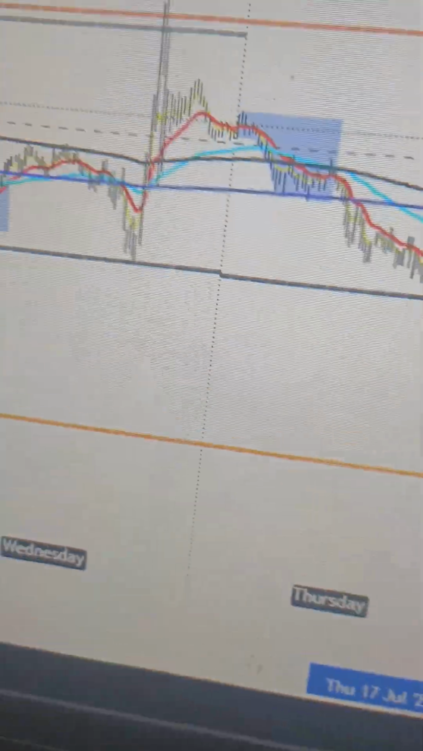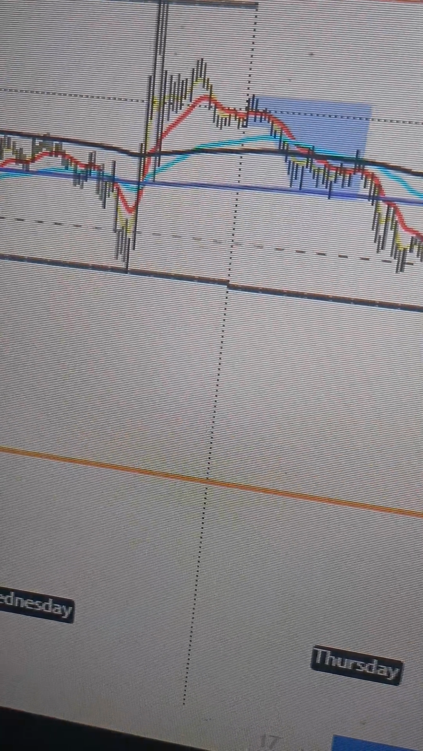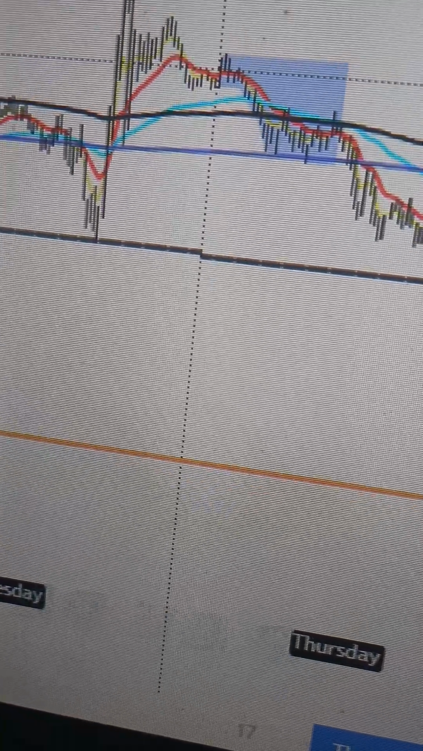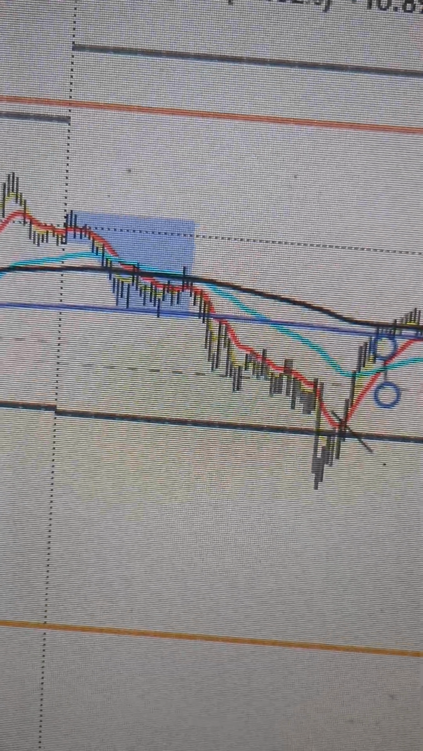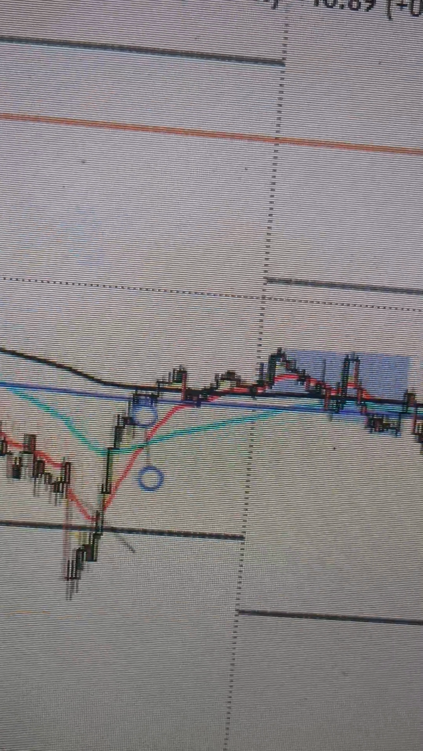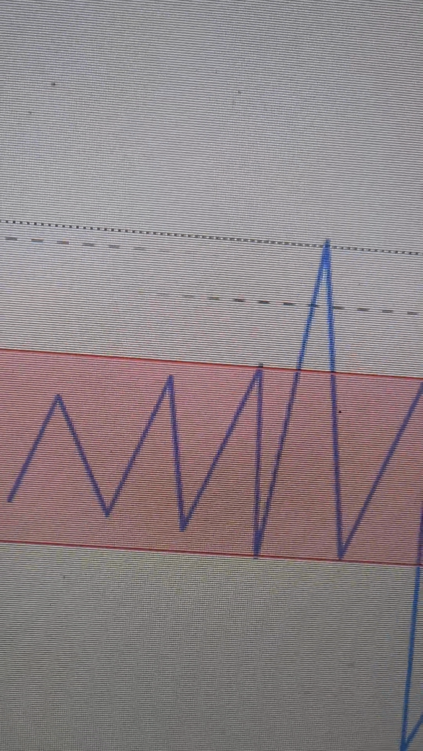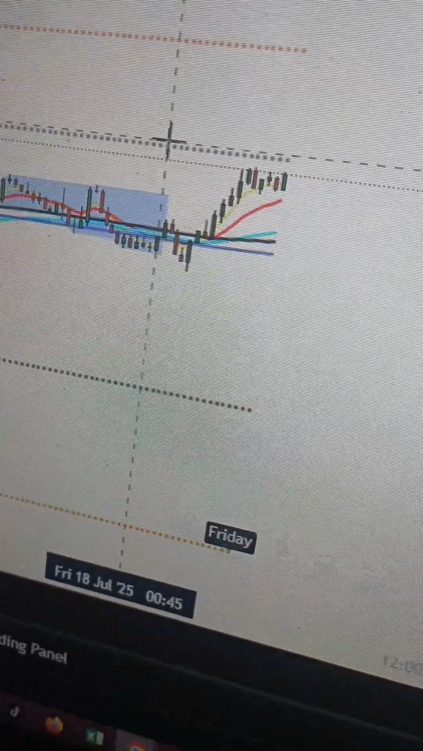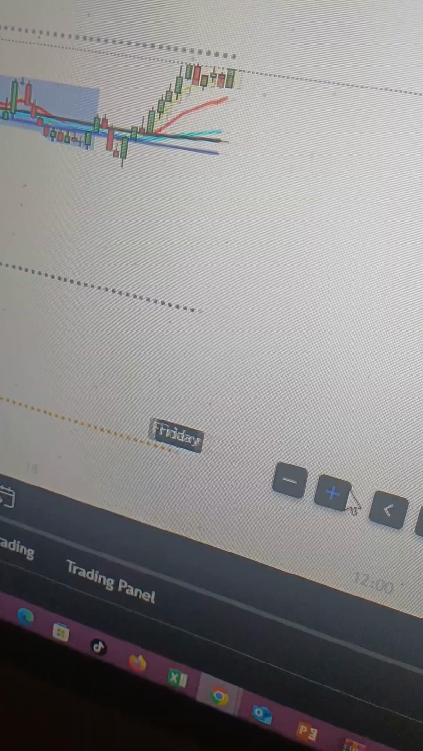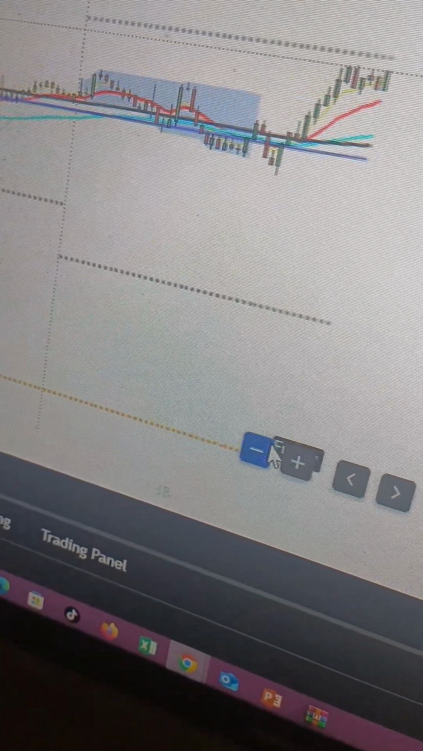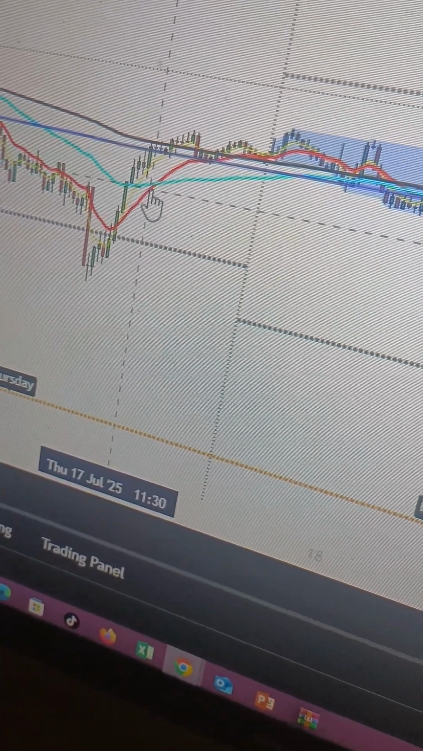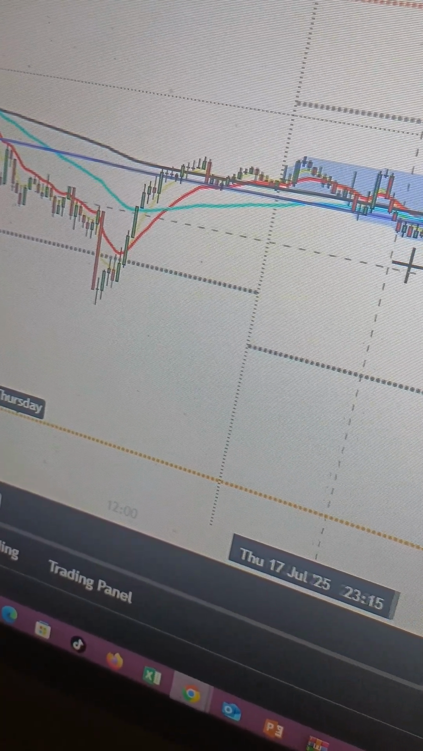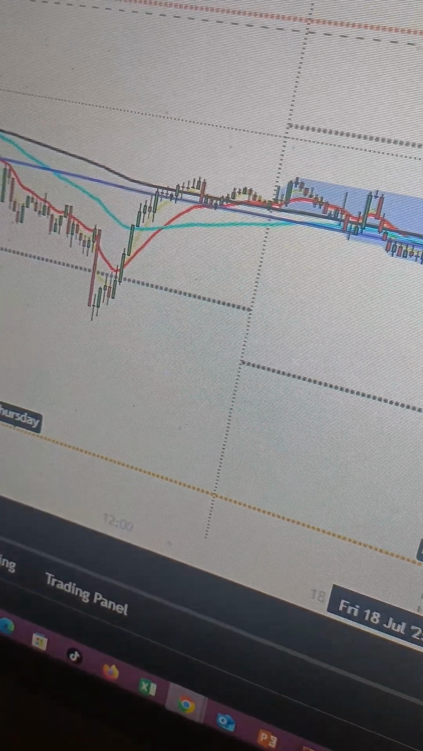So here my EMAs are the 13. We know the 13 is the red, and the 50 is the blue. Higher. Here can we start? We can start here, let me remove these drawings so that it's not cluttered. So yesterday, this is what happened. We have the 13 and the 50 crossed. So what are we waiting for? We are waiting for the market to retest the 50 and then we buy.